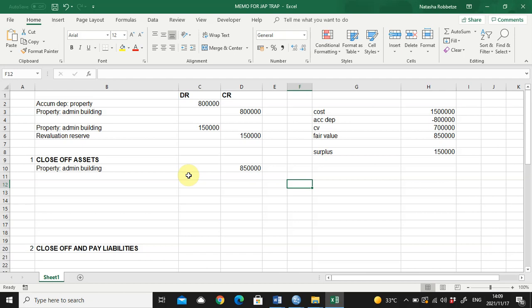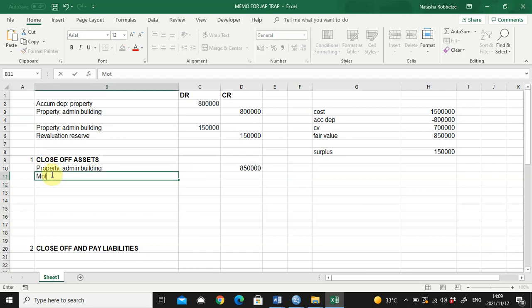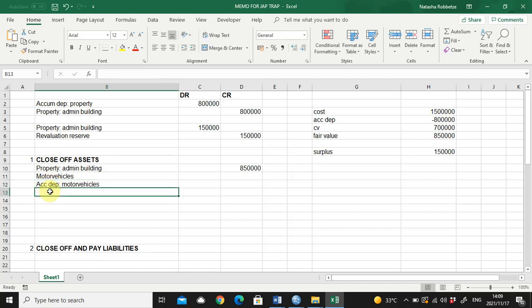Right, thereafter we're going to continue as usual, where we have motor vehicles and we have accumulated depreciation on the motor vehicles, and all these accounts need to be eliminated. Then we also have inventory and we have debtors. Please note again how we do not eliminate the bank account. The bank account will only be eliminated when we do step 7, which is the distributions to the shareholders.